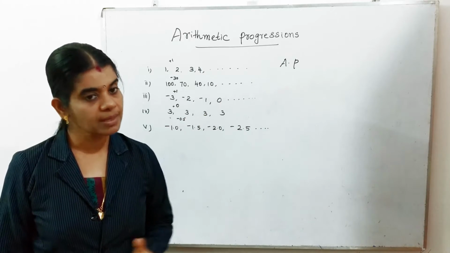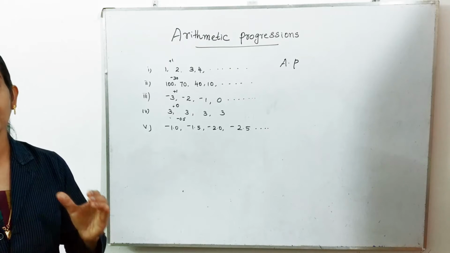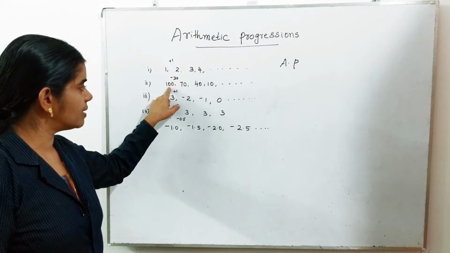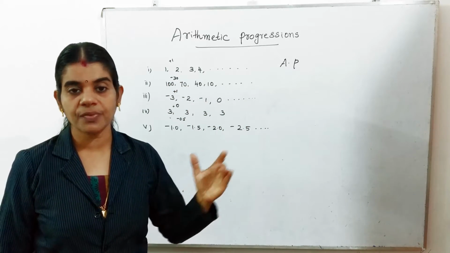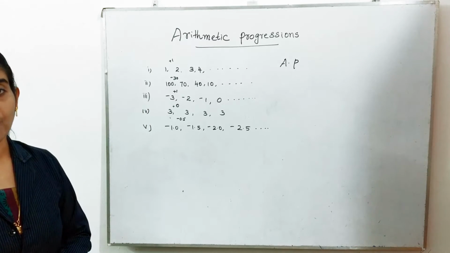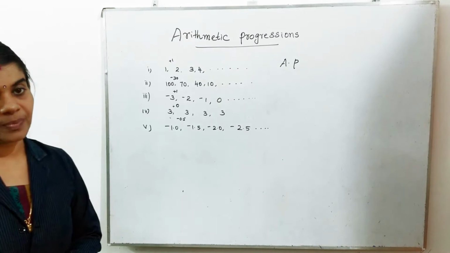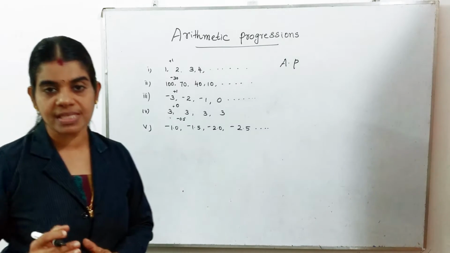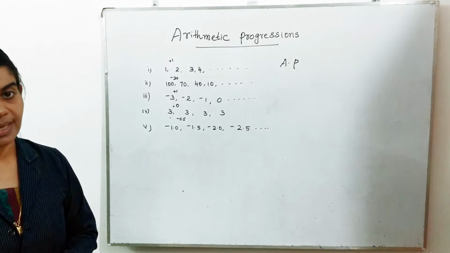Here we are not using numbers. In arithmetic progression, each number we are calling a term. Here this is the first term, second term, third term. Here 100 is the first term, 70 is the second term, then third term, fourth term, like that we are using term. Then, what is the definition of an arithmetic progression? In an arithmetic progression, each term is obtained by adding a constant number to the previous term, except the first term. We can't get the first term like that.